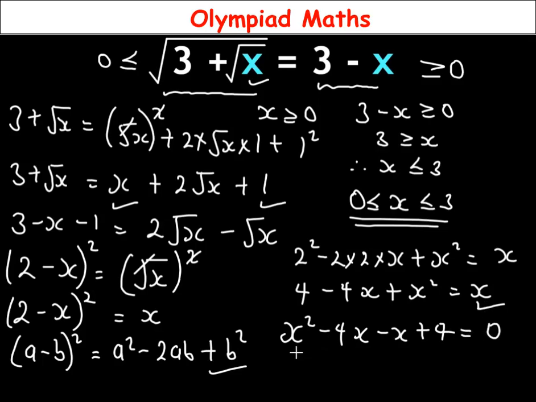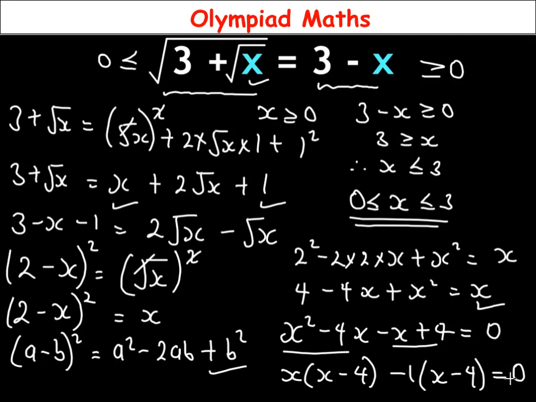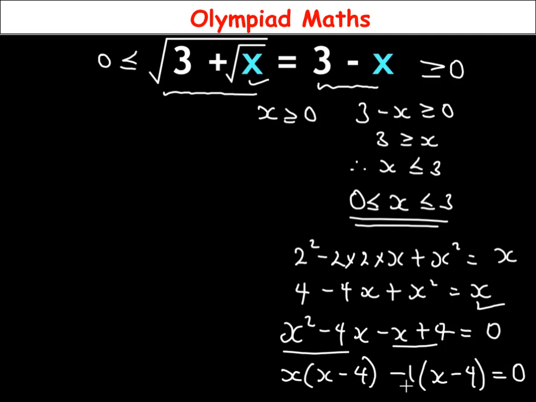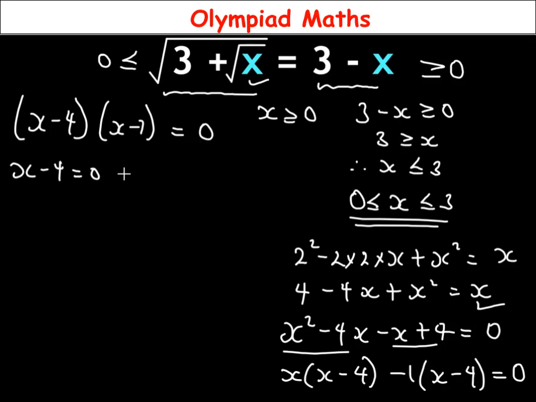Then factorizing out x from here, you have x minus 4. Also factorizing out minus 1 from here, you have minus 1 in bracket, x minus 4, equal to 0. With this, we have a common factor, x minus 4. So in bracket, x minus 4, then we have x minus 1, all equal to 0. At this junction, x minus 4 is equal to 0, or x minus 1 is equal to 0. So from here, x is equal to 4, or x is equal to 1.